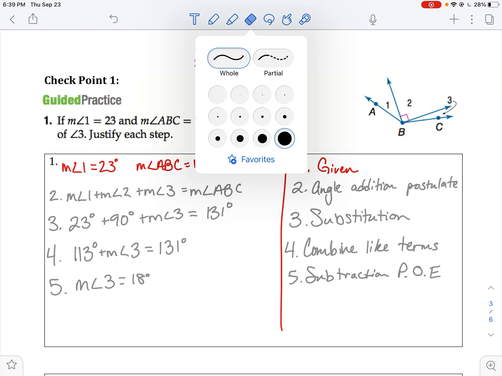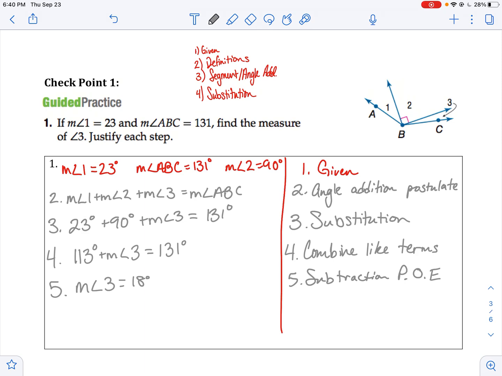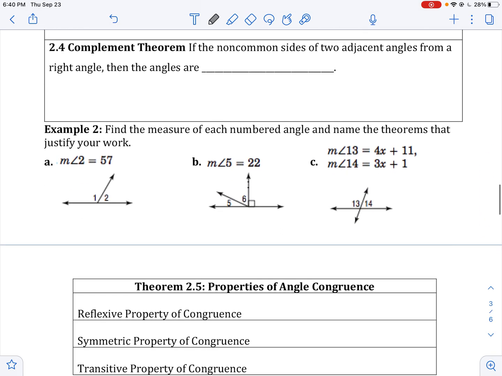Now your book, typically books don't show that step. They go straight from 23 plus 90 plus measure of angle 3 equals 131 straight to the measure of angle 3 equals 18. I like to show that step in the middle. I think that's nice to really show the reader how you got 113, how you subtracted to get 18 from 131 and 113. I don't really like showing 2 steps in 1 step, especially in a high school course. I like to show 1 step at a time. But that's a really good proof.